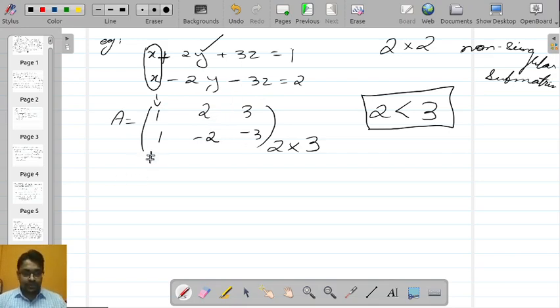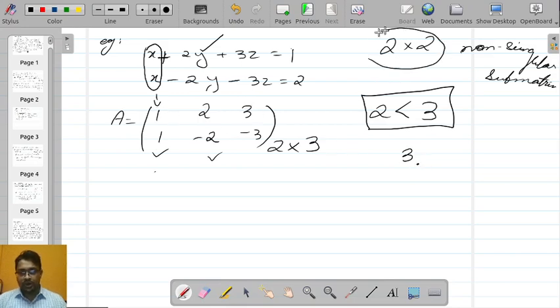So how many submatrices can you choose? To choose a 2 by 2 submatrix, you just choose 2 columns. In how many ways can you choose 2 columns from 3 columns? That's a very simple combinatorics problem we have done in higher secondary. There are 3 columns here.